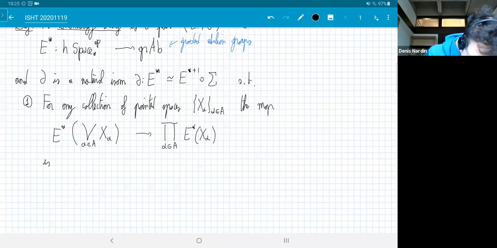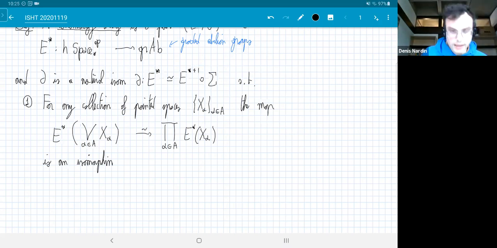Is an isomorphism, and a tiny bit of warning, the product on the right-hand side is the product in graded abelian groups. So it means that in every degree you take the product.